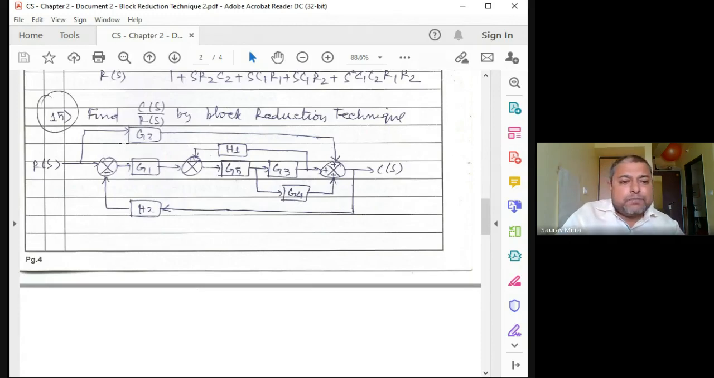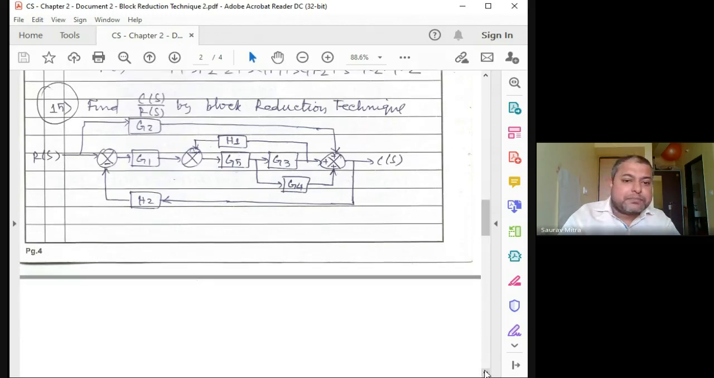Okay, so how many forward paths are there? One forward path is G2, another forward path is G1, G5, G3, another forward path is G1, G5, and G4. We are finding it, and there are feedback paths. This is H1 negative feedback, and this is H2 negative feedback. In exam, if it is not given any sign, you have to take positive. If negative, the sign will be mentioned.